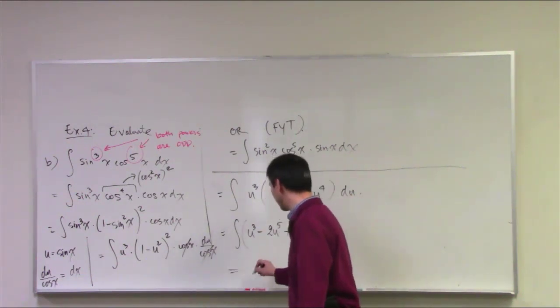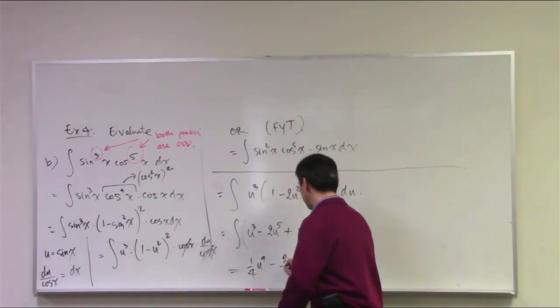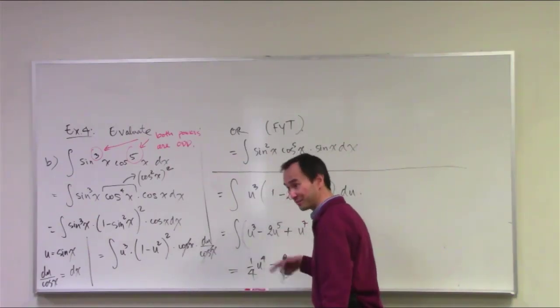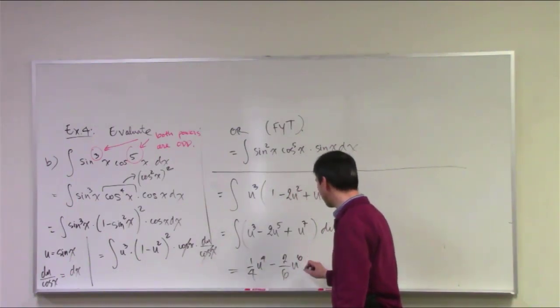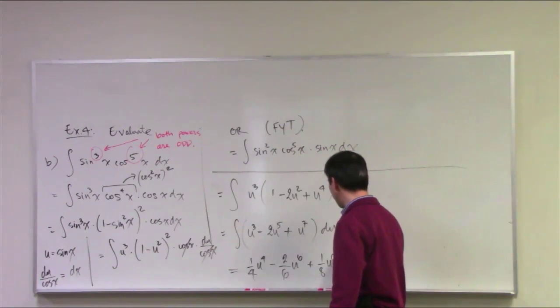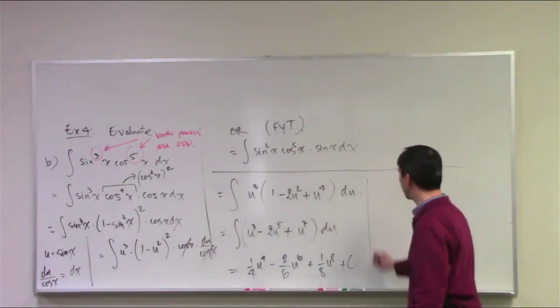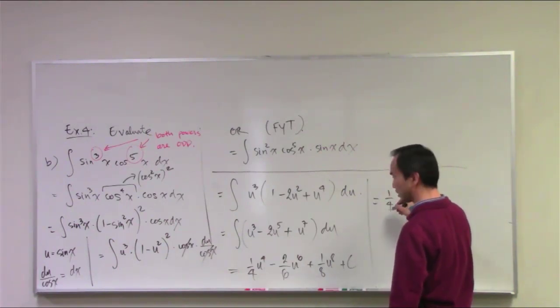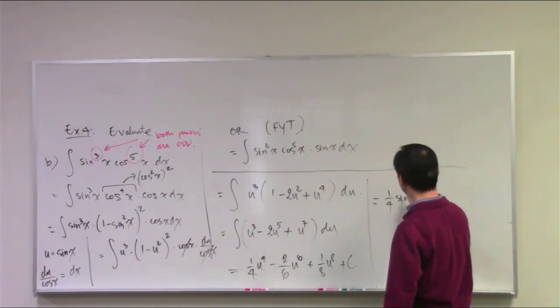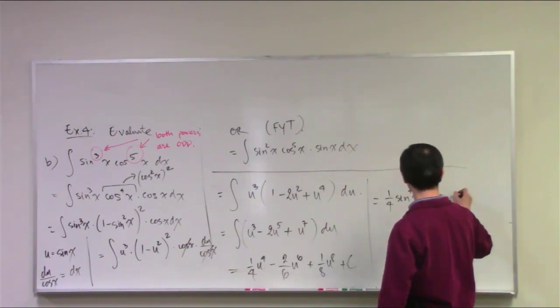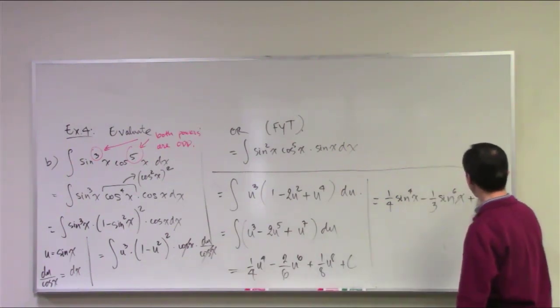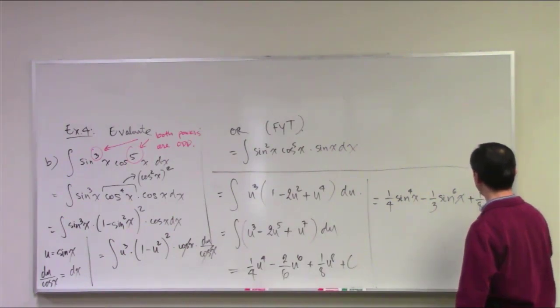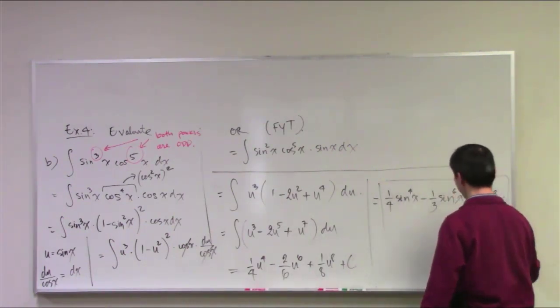Now the integral is really ready. 1/4 u to the fourth, minus 2/6, which will eventually cancel to 1/3, u to the 6th power, plus 1/8 u to the 8th, plus c. In the final step right here, we substitute the u for sine, so we get 1/4 sine to the 4th of x, minus 1/3 sine to the 6th of x, plus 1/8 sine to the 8th of x, plus c. We've done another one.